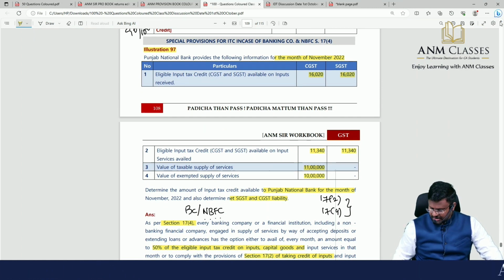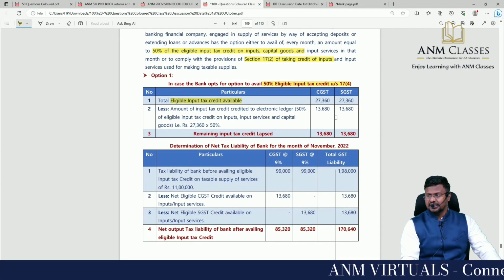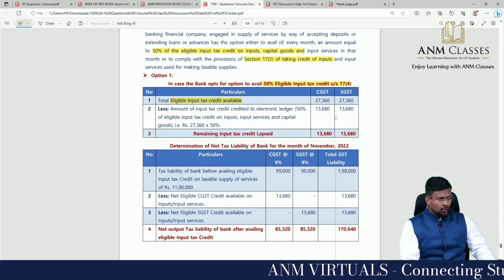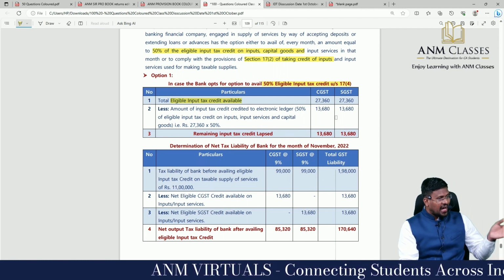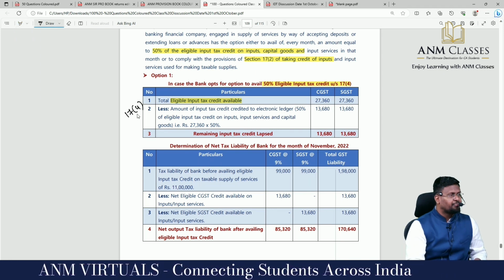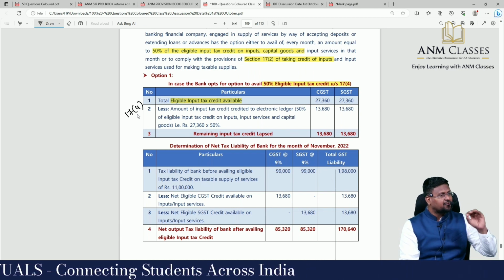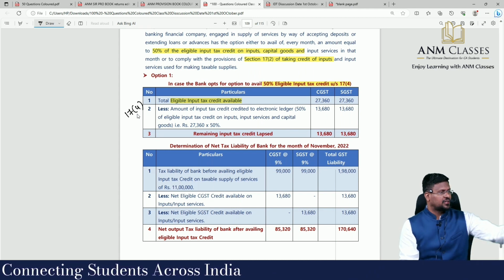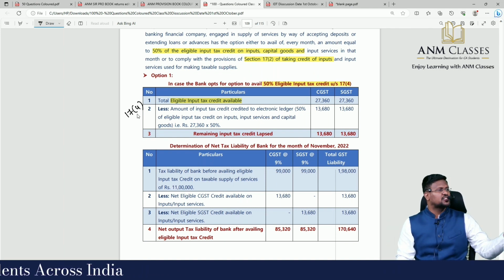16,020 plus 11,340 comes to 27,360 CGST, 27,360 SGST. As per section 17 subsection 4, what the bank or the financial institution has to do is put 50% in the dustbin. Flat 50% has to be lapsed.